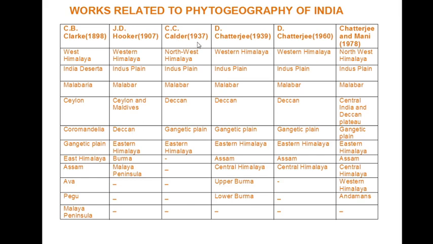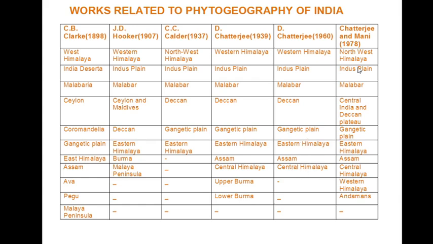Now C.C. Calder in 1937 and D. Chatterjee in 1939 have divided it. See, the name of Burma is here. Only Upper Burma and Lower Burma from outside our country have been included here. Now D. Chatterjee in 1960 modified his classification again after independence. So this system contains the names of places which are included within the political boundary of India only.